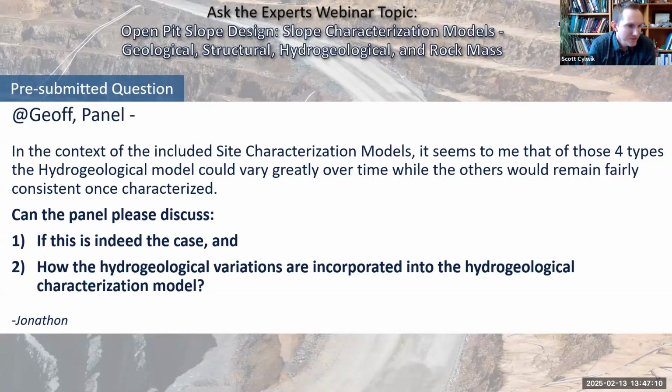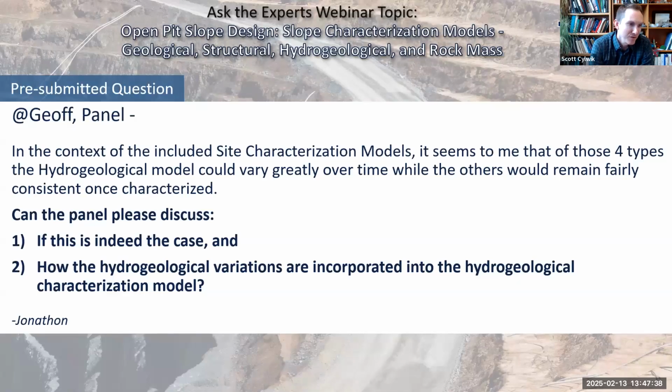Yeah, I think the characterization never ends. I think that was a really good point Jeff made, that the hydro is something that we can actively work on to change as we're mining the pit. The rock strength kind of is the rock strength. We can't change the rock strength. But as we go from scoping level to pre-feas to feas to operations, we're always going to be collecting more data. We're always going to be updating our models.